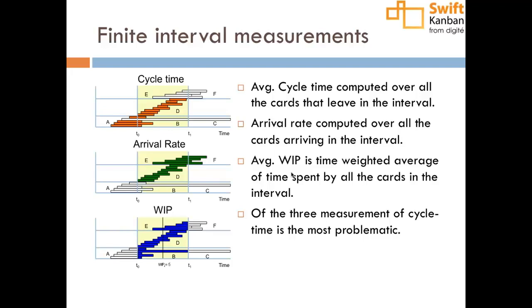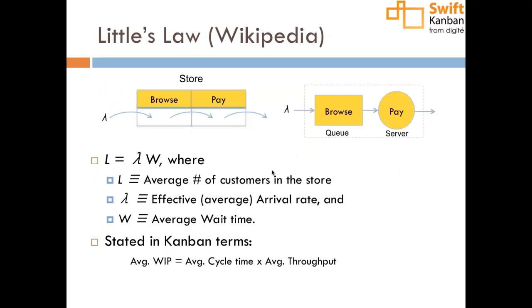Oh, by the way, going back, I forgot to state one fact. Okay, that the formula that you saw from Little's law was the effective arrival rate. Okay, it's the effective arrival rate. That's the rate at which we are coming in. And what is stated in the Kanban rule is effective throughput.